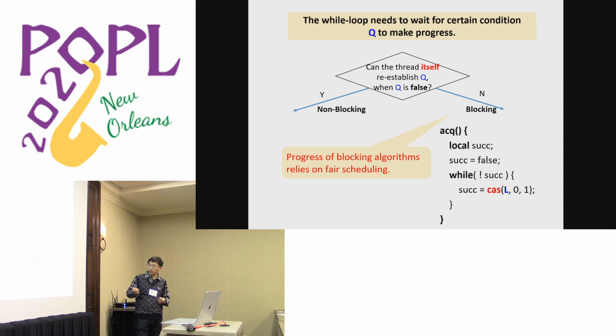if the thread waits for the availability of the lock, which means the lock has been acquired by others, and if the current owner of the lock is not scheduled, then even if the code itself is good, that thread has no way to release the lock. Then the thread waiting for the lock will never get the lock, which means there's no chance for it to progress. So for a blocking-based algorithm, we have to rely on fair scheduling to really make progress.